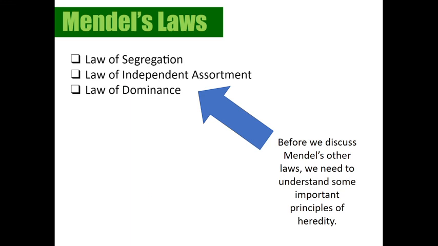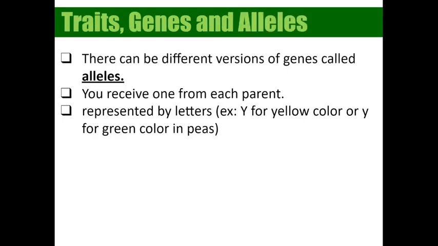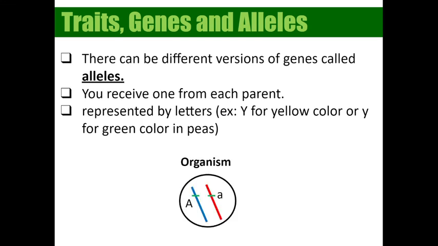So now, before we discuss Mendel's other laws, we need to understand some important principles of heredity first. There can be different versions of genes called alleles. So you receive one from each parent, represented by letters. For example, you can have a capital Y for a yellow color or a lowercase y for green color in pea plants. So, this organism has a capital A and a lowercase a.